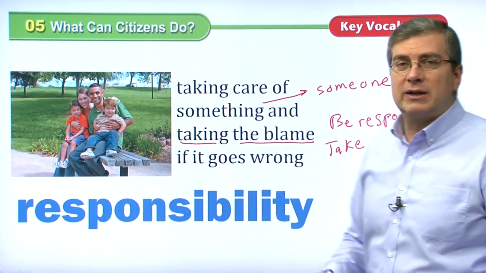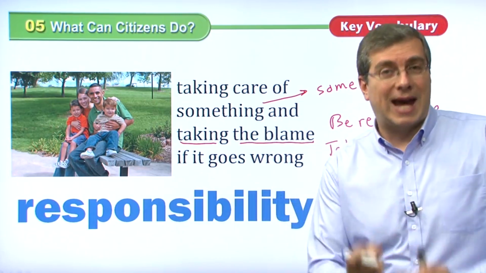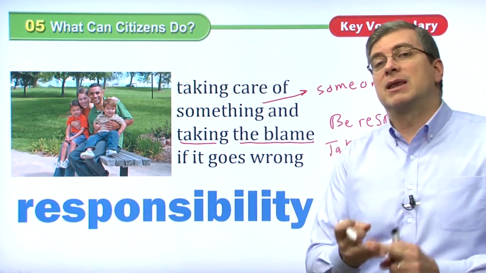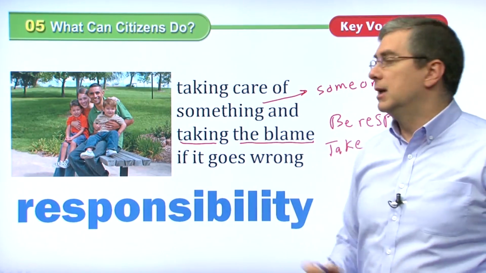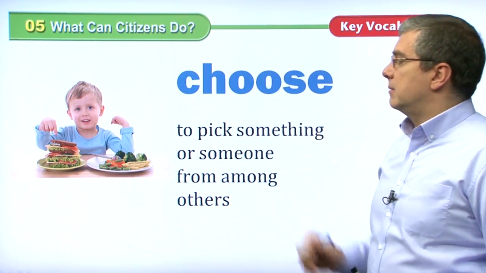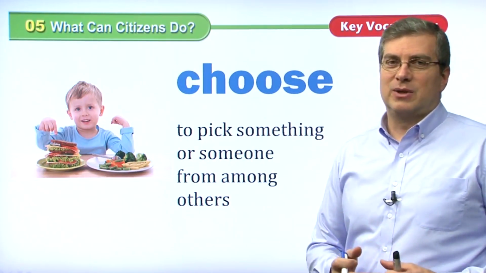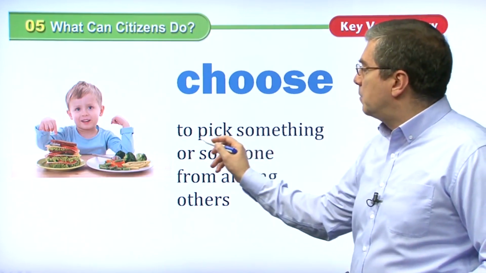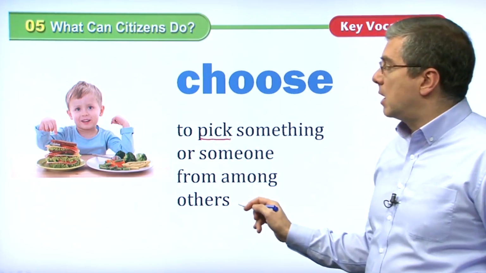So responsibility is kind of like a duty, something that you should do. So a right is something that you can do. Responsibility is something that you should do. Okay, so those are rights and responsibilities. Let's take a look at the next one. Choose. Choose is an important word when we talk about rights and responsibilities. Choose means to pick something, to choose something or someone from among others.